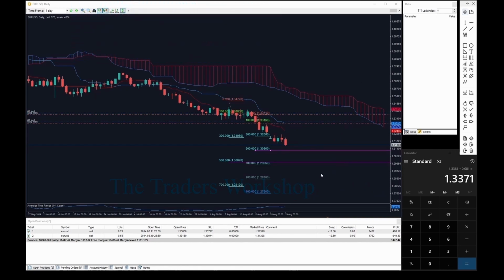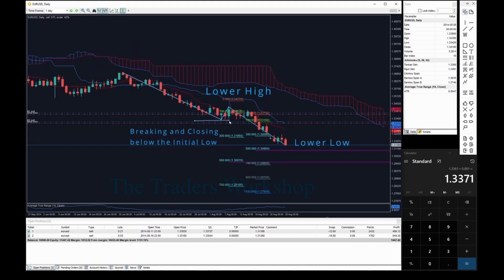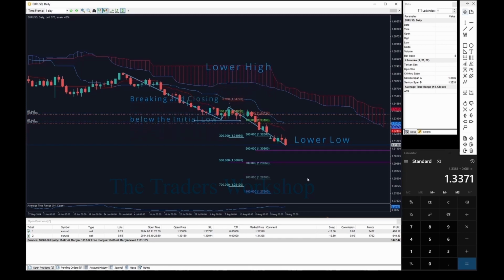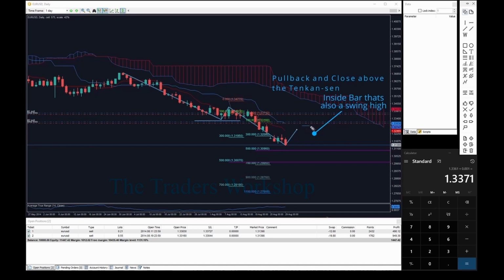Let's check if the market is making new lower highs and lower lows. The initial high here, initial low here, lower high here, and lower low here. Finally, breaking and closing below the initial low here. We can confirm that we have a market that is continuously making new lows. If the market pulls back and closes above the Tenkan Sen and gives us an inside bar for our entry, we will not hesitate to take that trade.